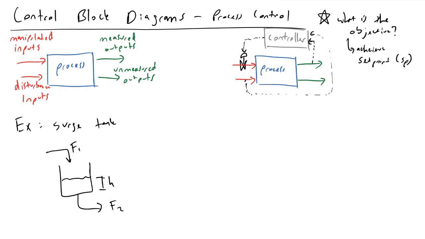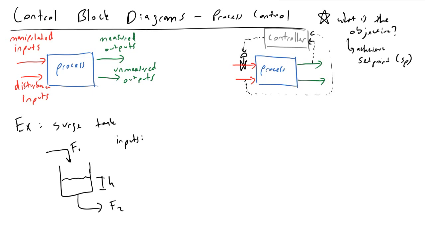Obviously we don't want our tank to run dry, and we also don't want our tank to overflow. So there's going to be some kind of set point, a desired or demanded value of our output H in this process. The first thing to do when you are given a scenario or an example problem is to make note of what your inputs are in this process.